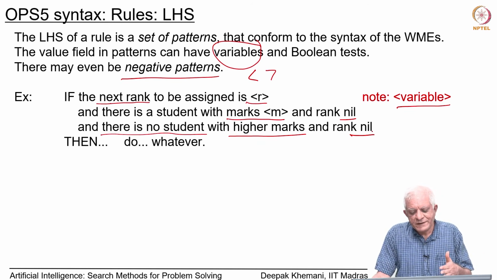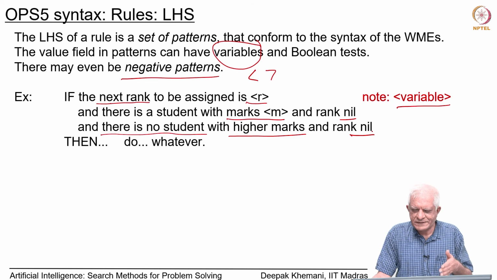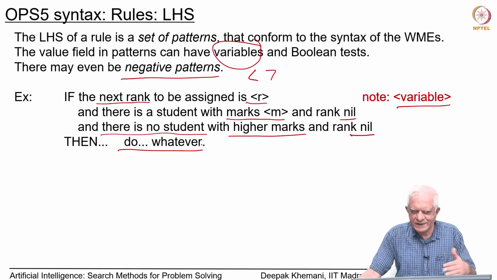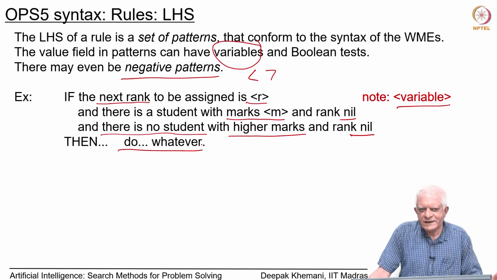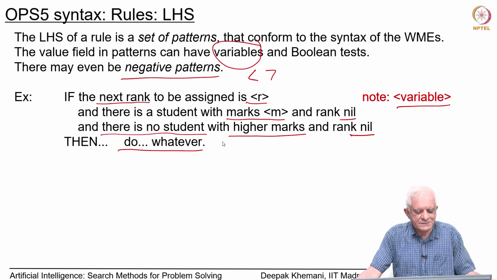You are saying that of all the students that are there in your working memory, you look at the students who do not have a rank that have been assigned, pick a student who has got some marks m such that nobody else has got higher marks. Then of course, that student can be given rank R. Okay. So, I have not stated the right hand side here, but we will do so as we go along. So, let us finish this rule and then we will take a break, and hopefully it will give you some time to digest this slightly different way of looking at programming.